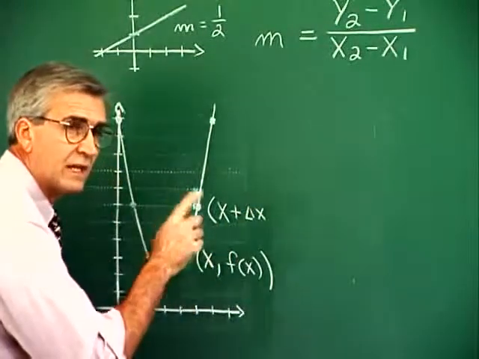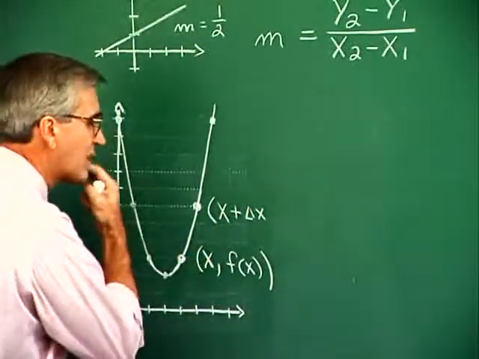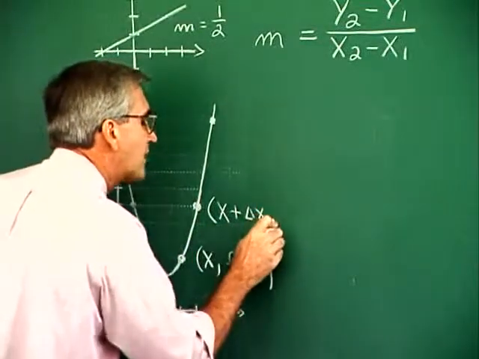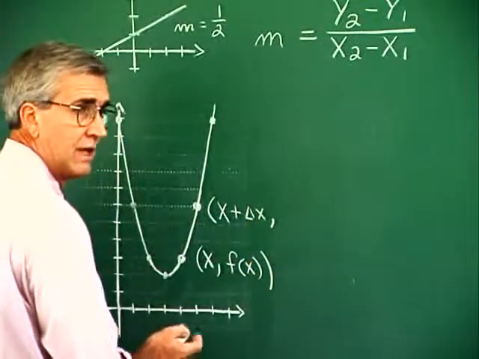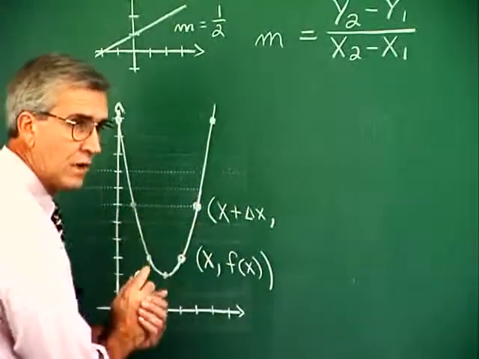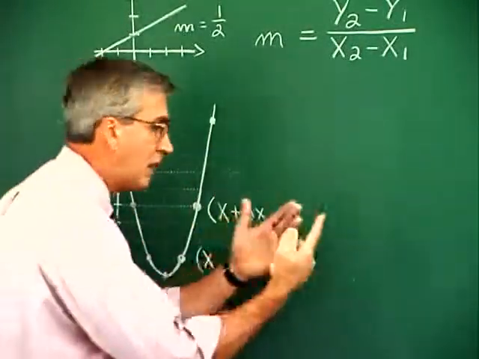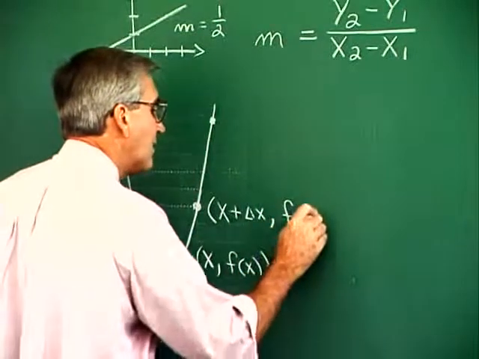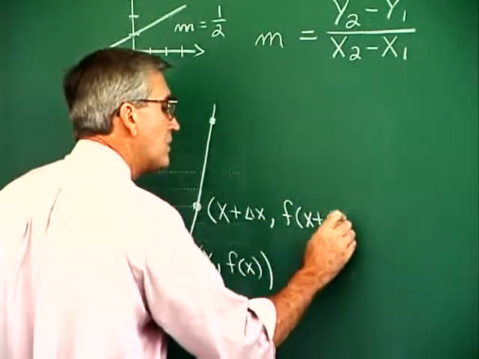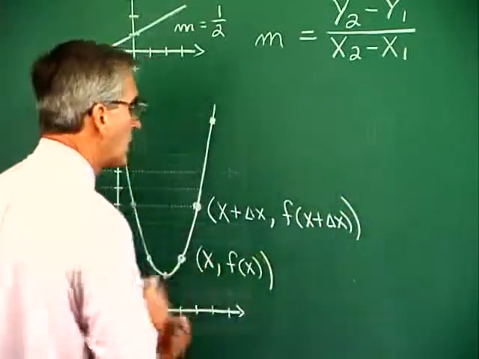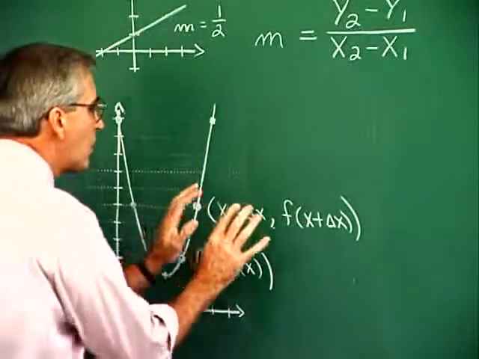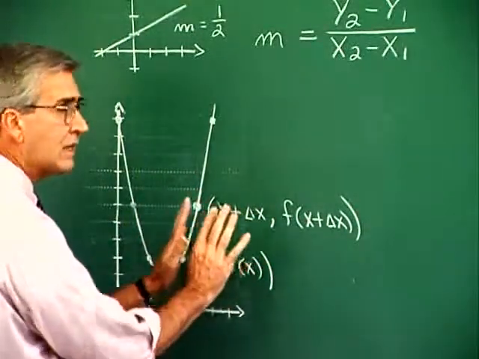Delta x meaning just a little bitty distance, the difference in x value or distance from x, I might say. Now, if x plus delta x is the first coordinate of that point, then f of that value, that is f of x plus delta x, would be the second coordinate. So we have the coordinates of a couple of points, and now let's put this into the idea of slope.